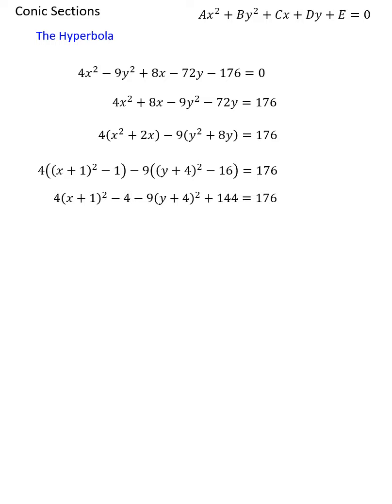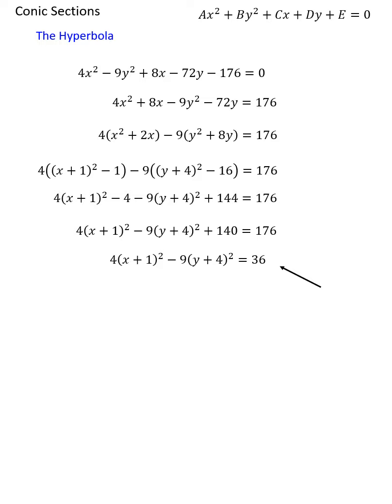Next, I did some simple algebra. I merely combined the -4 and the +144, and then subtracted 140 from both sides. But I'm still not in the so-called preferred format for a hyperbola. I'm close to it though.